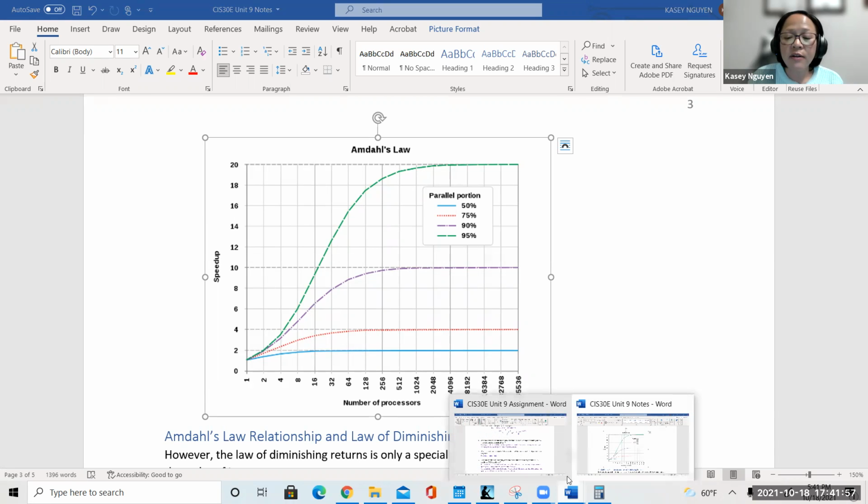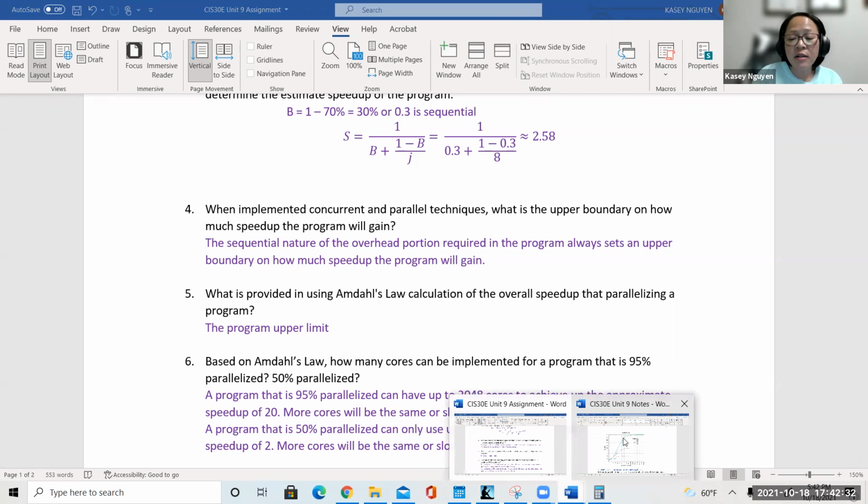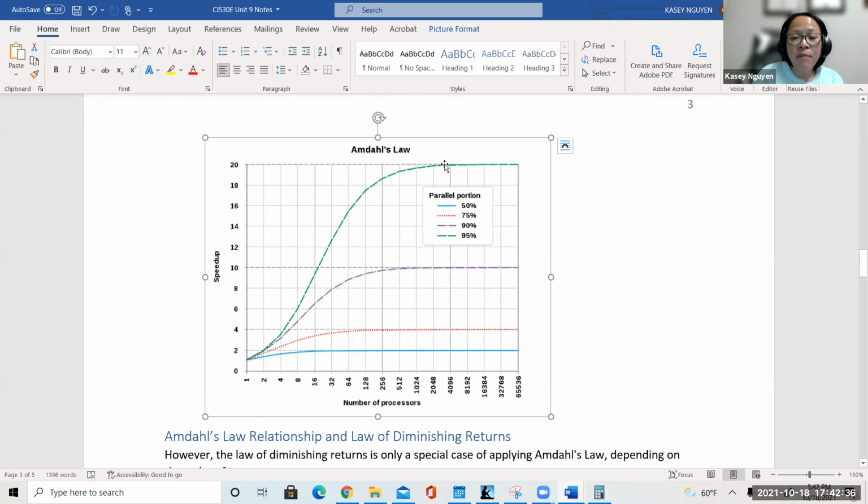Using this chart, we can answer number 6. Based on Amdahl's law, how many cores can be implemented for the program that is 95% parallelized and 50% parallelized? A program that is 95% parallelized can have up to 2048 cores to achieve the approximate speedup of 20. More cores will be the same or slower. Going back to this chart, we max at 20 speedup at about 2048, and anything beyond that is going to be either the same or lower.